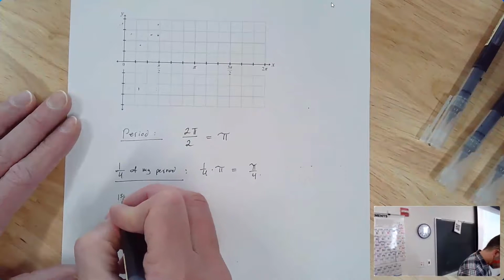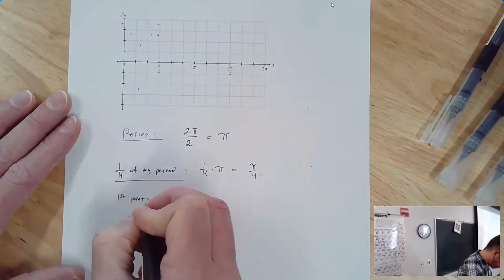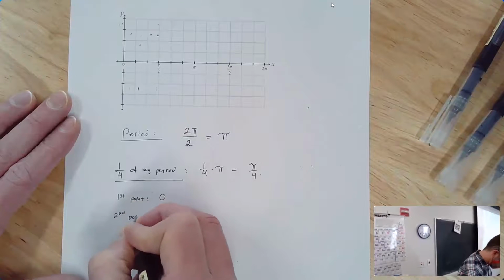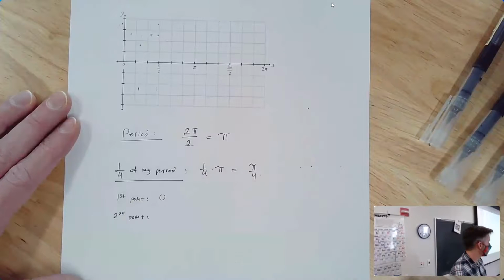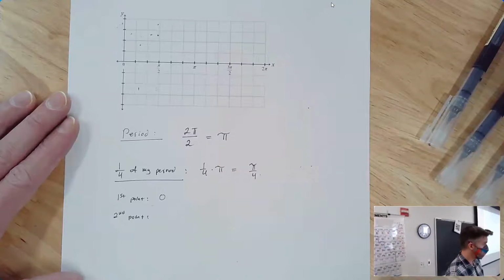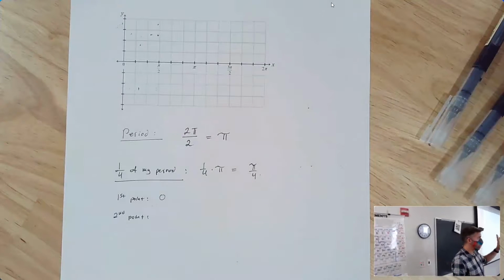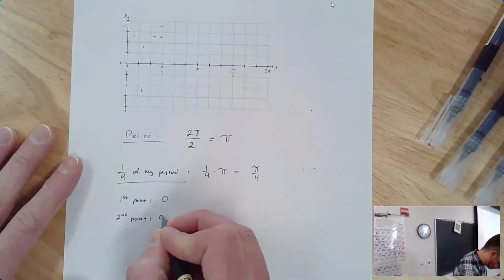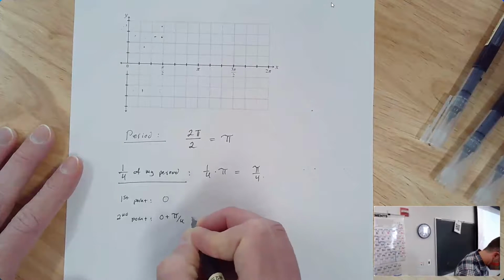My first point is going to be 0. My second point is going to be what? How long is the quarter of my period? Pi over 4, right? All my 5 points are a quarter of a period away. My first point is 0. My next point's a quarter of a period away, which is pi over 4.